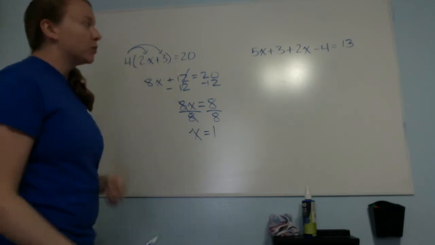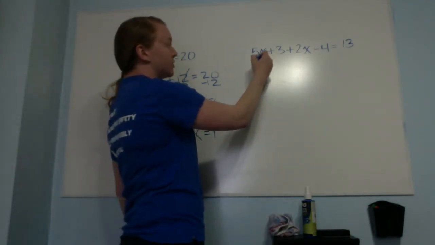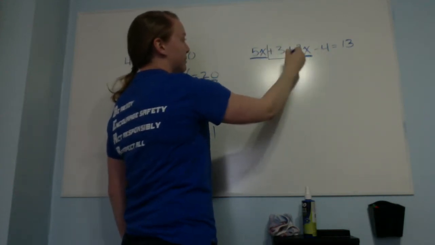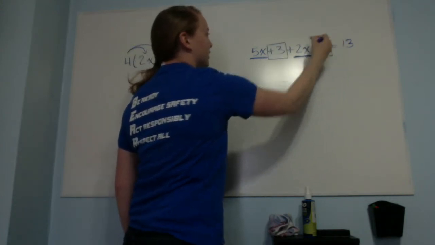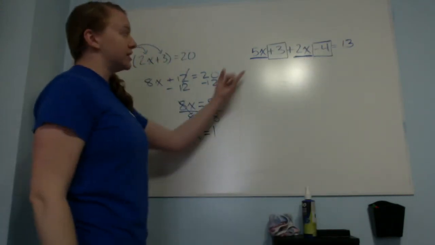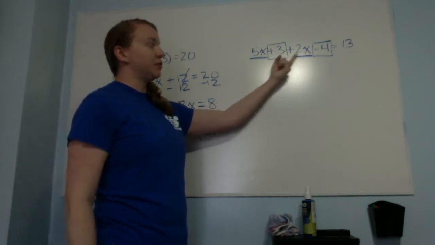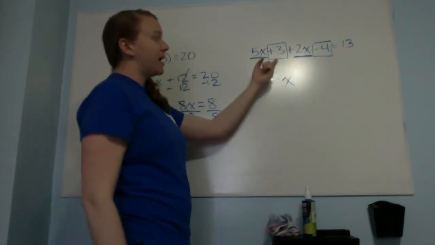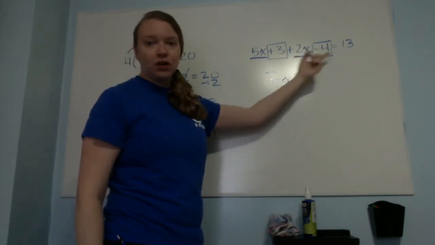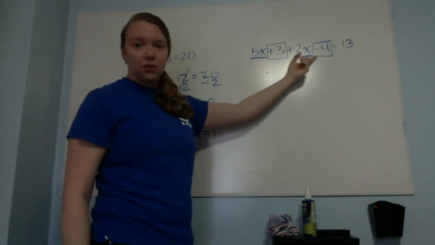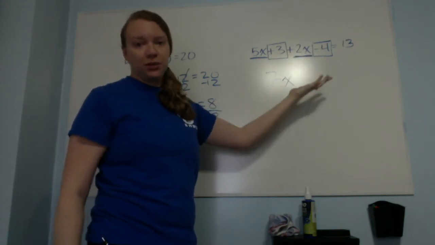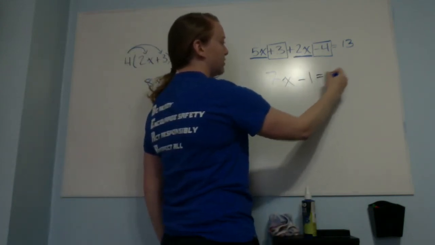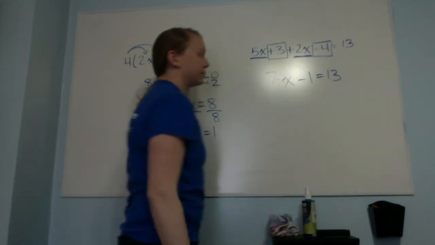For the second one, we have combining like terms here. I know a lot of people like to underline things that can go together, maybe put them in boxes. However you want to do that is fine. So you'll see in this case we can put together 5x and plus 2x, so that would be 7x. I have a positive 3 and this is actually like a negative 4. So I can either do 3 plus negative 4 or I could do 3 minus 4. Either way, we get the same thing, which would be negative 1. So I'm going to write that as minus 1, and then it equals 13.